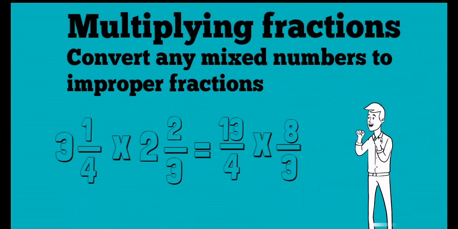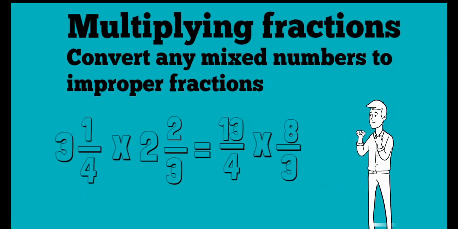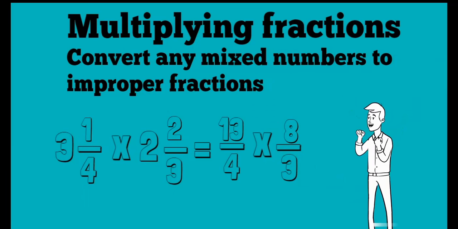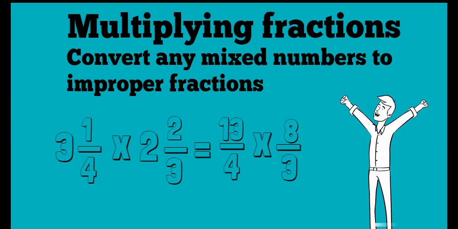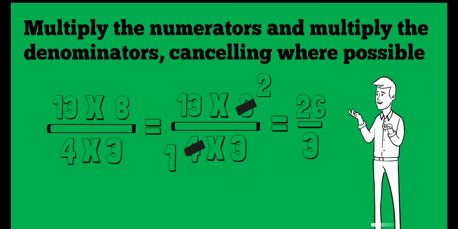Multiplying fractions. Convert any mixed numbers to improper fractions. 3 1/4 times 2 2/3 equals 13 over 4 times 8 over 3. Multiply the numerators and multiply the denominators, cancelling where possible. 13 times 8 over 4 times 3. This equals 13 times 2 over 1 times 3. This is simplified to 26 over 3.